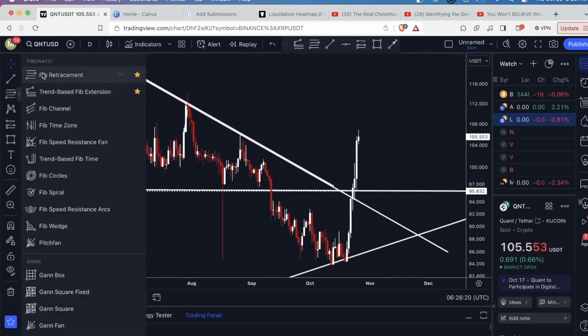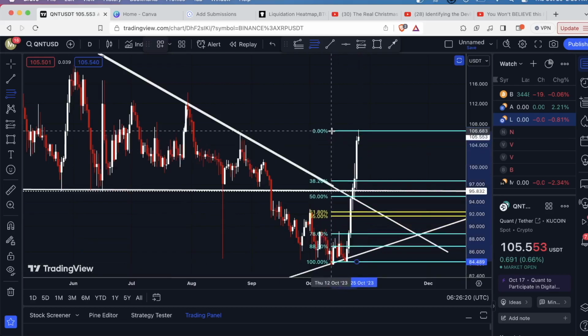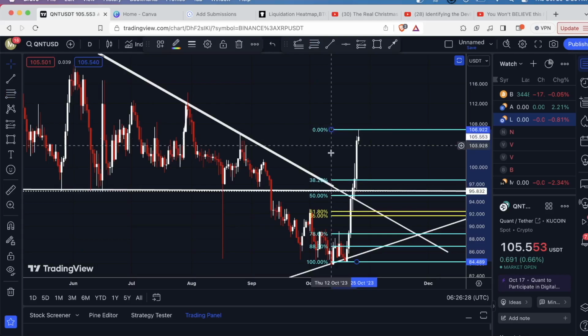Now, actually, I want to see. I'm going to take a fib, and let's say theoretically, if this move retraced from where we are right now, you know what? Let's see here.